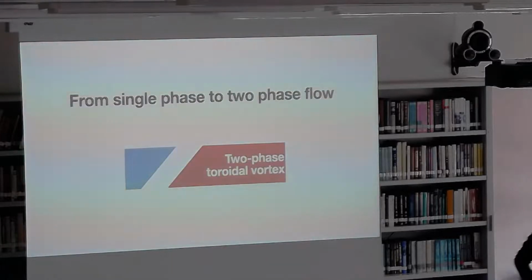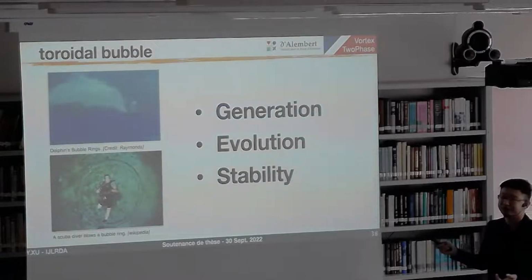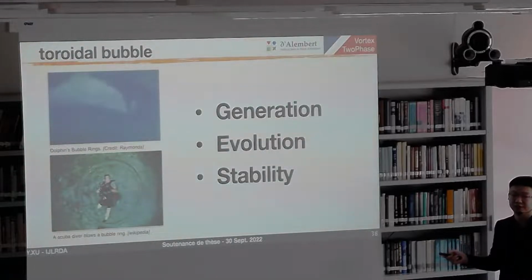Now we pass from the single phase case to the two phase case. This part is inspired by some interesting videos that we have found online. As you can see here, a dolphin is generating a bubble ring. A similar type of bubble structure can be generated also by a scuba diver, as you can see below. The bubble ring can keep its shape for quite a long time without breaking into smaller bubbles, which is a classical Rayleigh-Plateau instability that we hope to see.